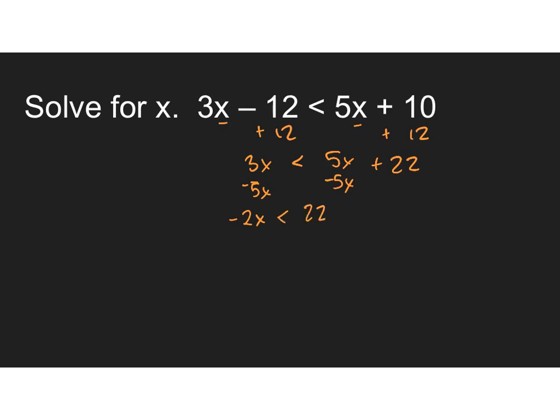Now we'll look at negative 2 times x, and to get x by itself, we're going to have to do the inverse operation, which is division. So we will be dividing by a negative, so we have to use our golden rule of inequality, meaning we are going to have to flip this sign because we are dividing by a negative. So therefore, our answer is going to be x is greater than 11. And that is our final answer.